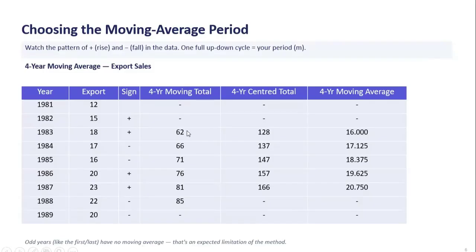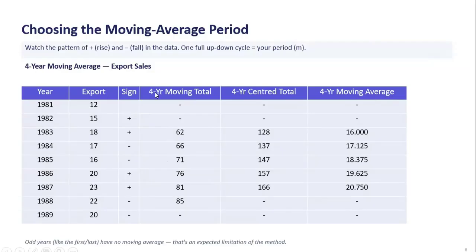First, we calculate the total of every 4 consecutive years. For example, 1981 to 1984 gives a total of 62. 1982 to 1985 gives total of 66. 1983 to 1986 gives total of 71. And we continue the process until the end.